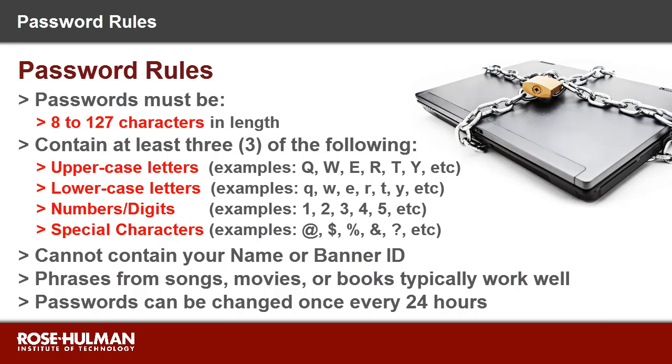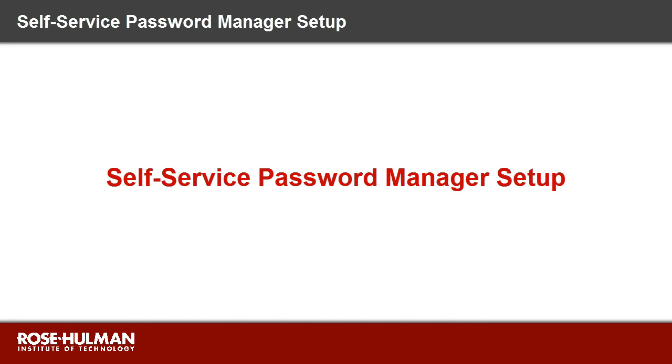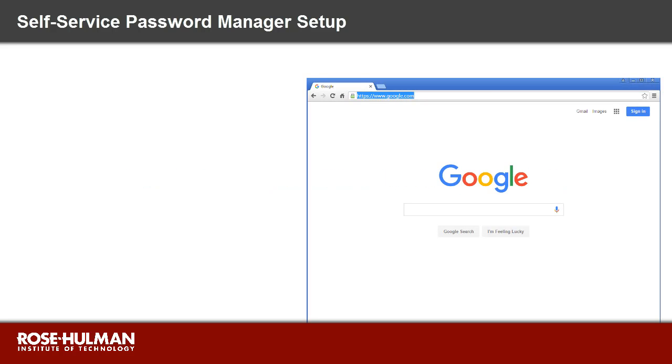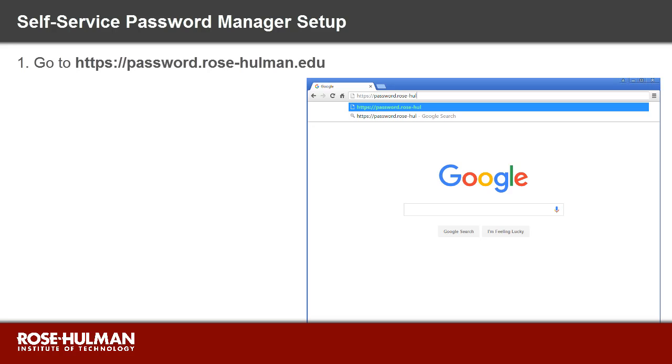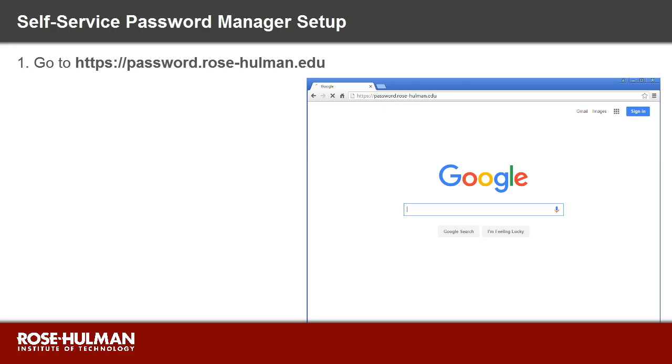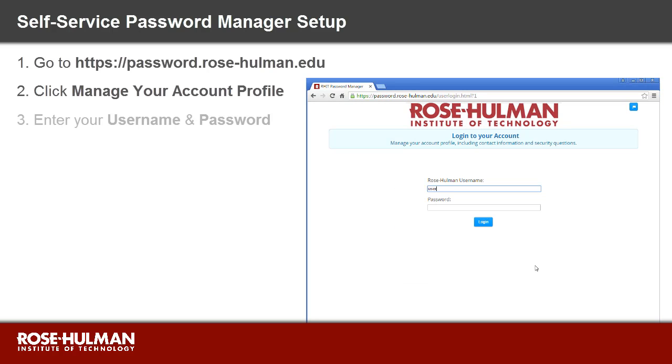So first, we will set up the Self-Service Password Manager. Rose-Hulman has implemented a self-service password manager that provides an easy-to-use interface for changing or resetting your password. To begin, open a web browser such as Internet Explorer, Chrome, or Firefox and type in the address found on your password sheet. Next, click Manage Your Account Profile. At the prompt, enter your Rose-Hulman username and password and then click Log In.